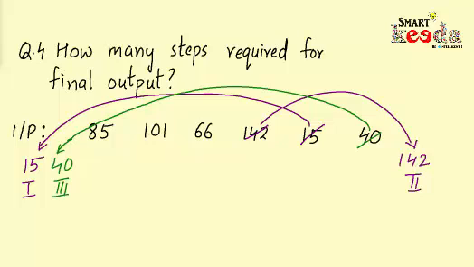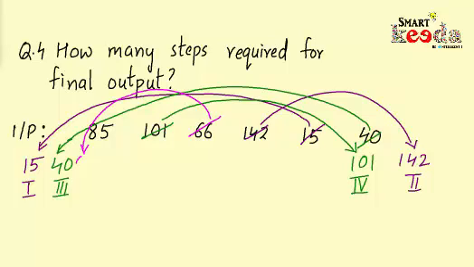Now for the next step, that is step 4, we would take the second largest number and place it just before 142. And in this series, the second largest number is 101. So we would remove 101 from this place and place it just before 142. Now for the fifth step, we would take the third smallest number, that is 66, remove it from this position and place it just after 40. This is our step 5.